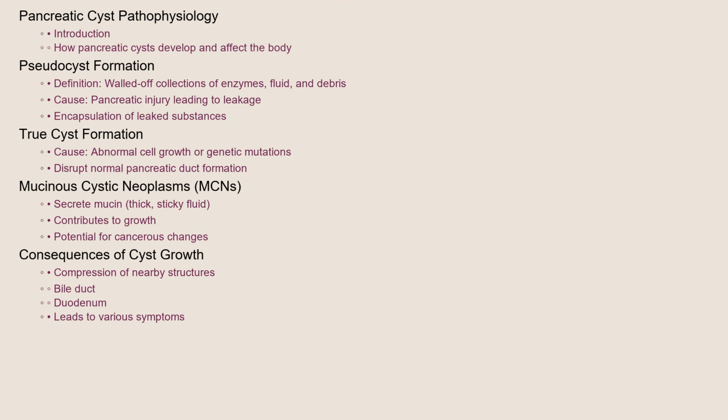Let's talk about the pathophysiology, or how pancreatic cysts actually develop and affect the body. Pseudocysts are essentially walled-off collections of pancreatic enzymes, fluid, and tissue debris. They form as a result of pancreatic injury, leading to leakage and subsequent encapsulation of these substances. True cysts, on the other hand, often arise from abnormal cell growth or genetic mutations that disrupt normal pancreatic duct formation. Mucinous cystic neoplasms secrete mucin, a thick, sticky fluid, which contributes to their growth and can potentially lead to cancerous changes over time. Depending on size and location, these cysts can compress nearby structures, like the bile duct or duodenum, leading to various symptoms.